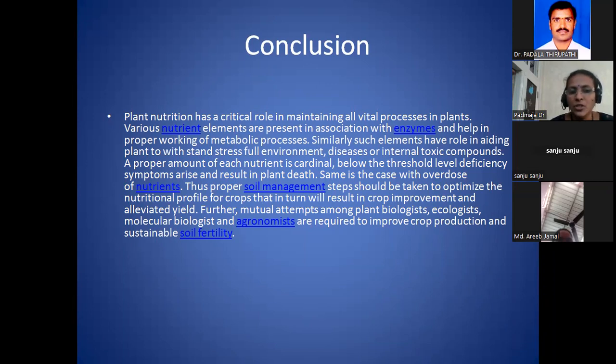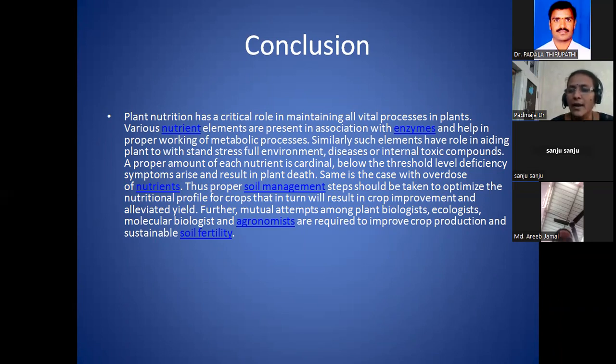So plant nutrition has a critical role in maintaining all vital processes in plants. If any deficiency is there, it will show as symptoms on the plants. Various nutrient elements are associated with different types of enzymes. They are associated with amino acids, helpful in the production of proteins, and they are also activators of different enzymes and electron carriers also. They help in proper working and metabolic processes.